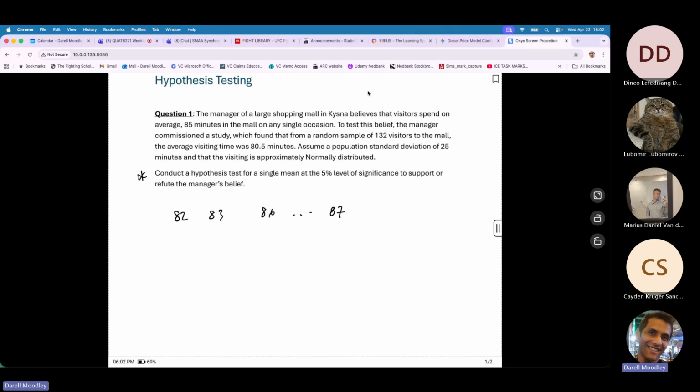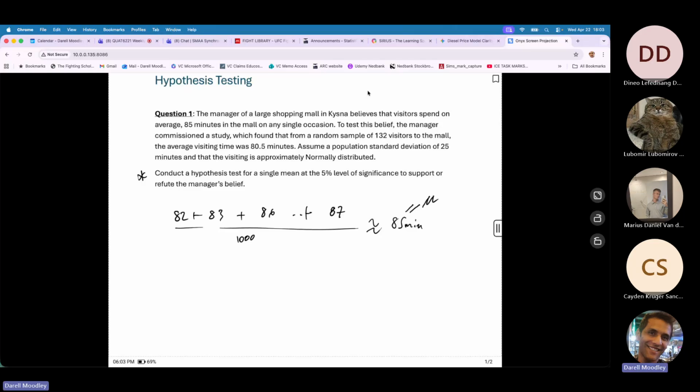87. But if you get the average of all of this, so if you add all of them up and you divide by how many customers actually visited the mall, so if there was, say, 1,000, right? Then he thinks the average is approximately 85 minutes. All right, so that's what he claims. So this is what he claims. So that's your mu. That's the population mean.